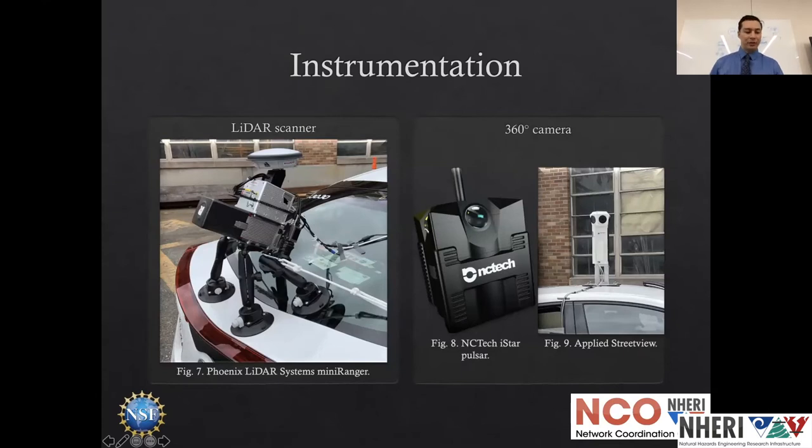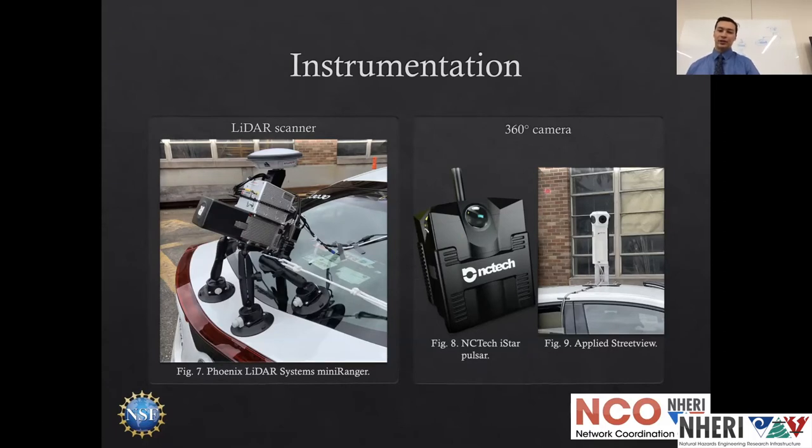Okay, this is my instrumentation. On the left, we have the Phoenix LiDAR Systems Mini Ranger, which is the LiDAR scanner platform. The white dome on the top is the GPS receiver. Behind this camera, which is not pictured, is the IMU, an inertial measurement unit, which is basically a much more precise accelerometer. The middle box is the CPU and Phoenix LiDAR Systems proprietary software. And under the black cover is the scanner itself.